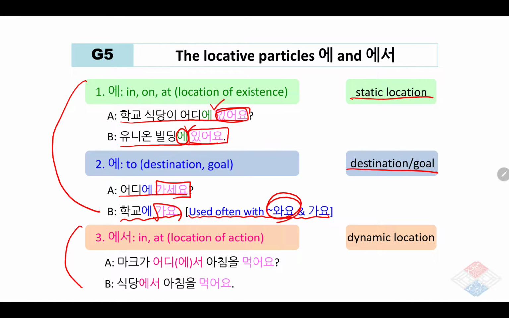On the other hand, 에서 would be more dynamic. 마크가 어디에서 아침을 먹어요? Or 마크가 어디서 아침을 먹어요? 식당에서 아침을 먹어요. So where does Mark eat his breakfast? In the school cafeteria. So eating is more dynamic than just going and coming or existing. So you use 에서.